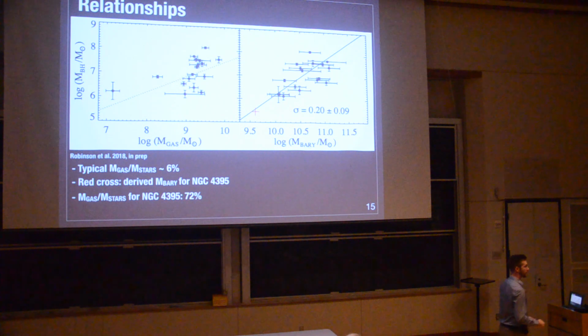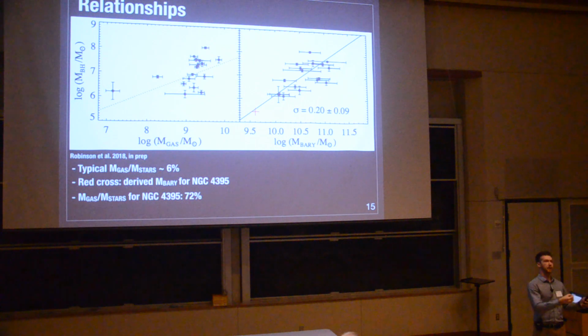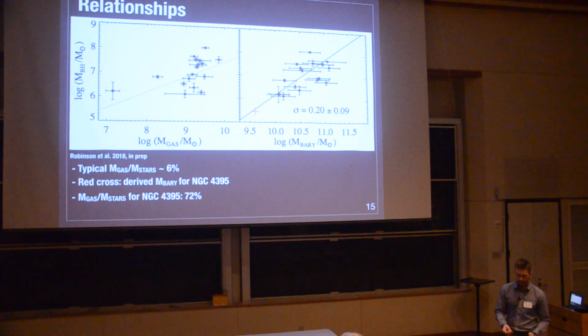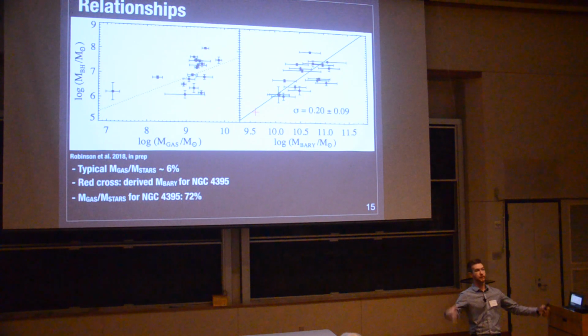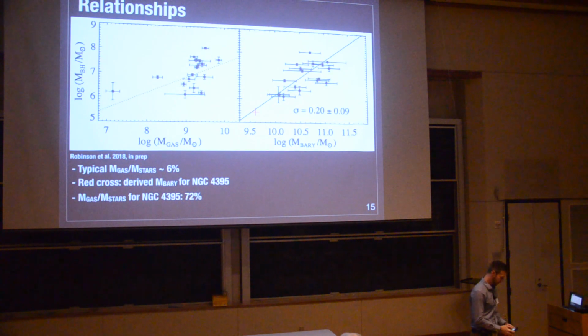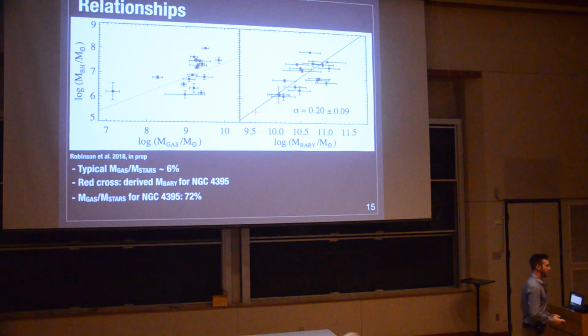So this is all evidence to suggest that black holes are not only related to stellar velocity dispersion or the luminosity of the bulge, but it's also related to the total amount of matter in their host galaxies. And that's what I'll leave you with today.